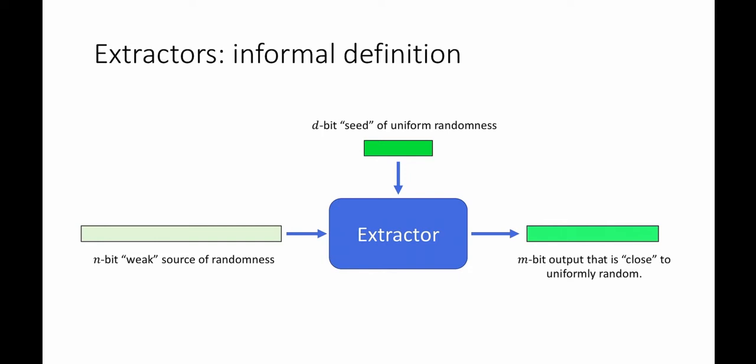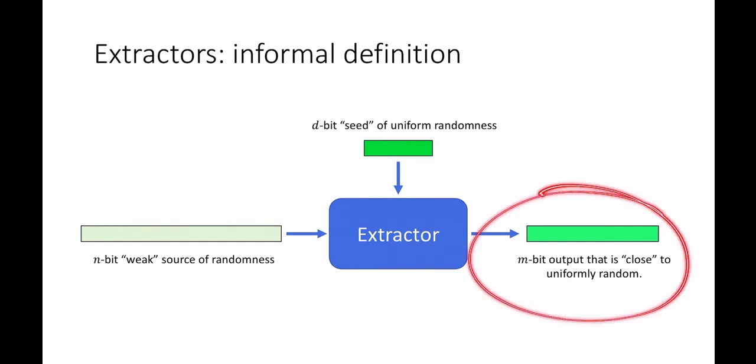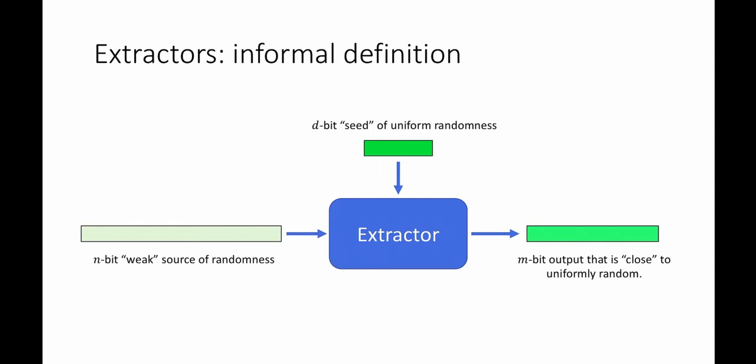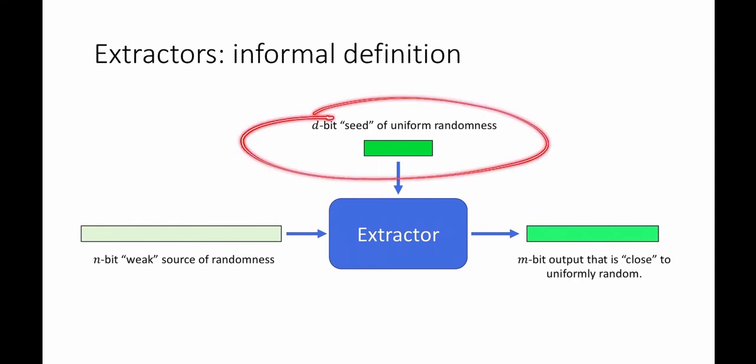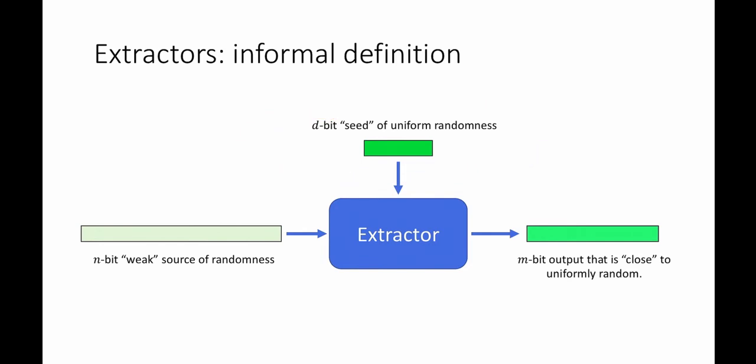An extractor is something that takes a weak random source, so something with a little bit of randomness in it, but that's not perfectly random, and extracts an output that is close to uniform. To help it out, it's going to be allowed to have a short d-bit seed of true uniform randomness. In order to define an extractor formally, we need to say what we mean by weak and what we mean by close. So let's do that next.